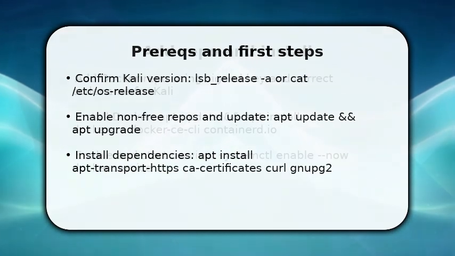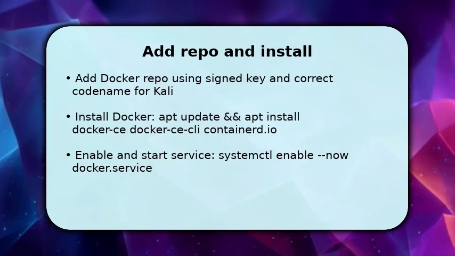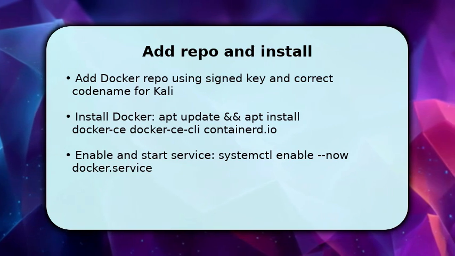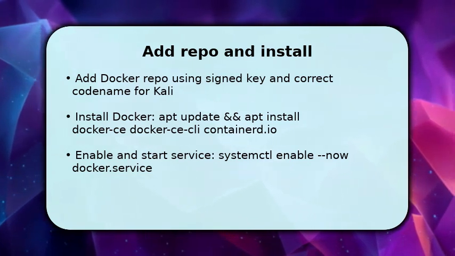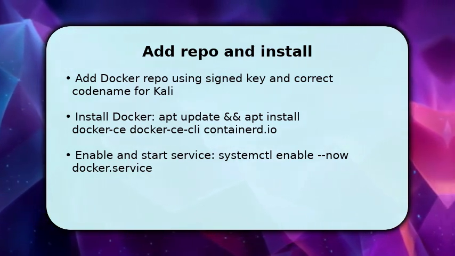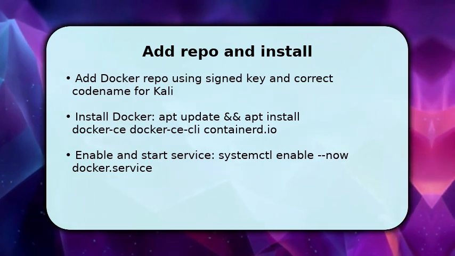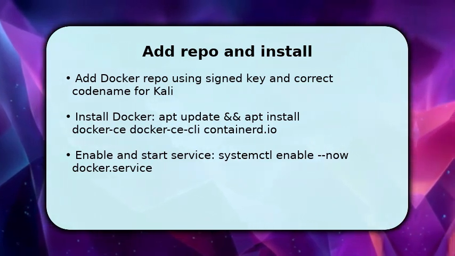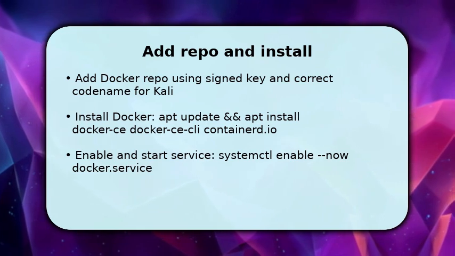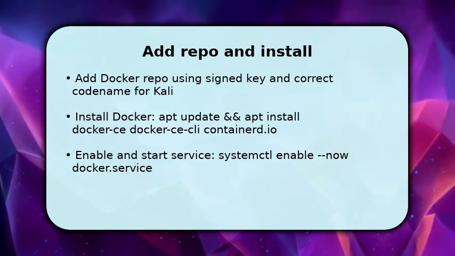You add Docker's repository to your sources list, signed with the key and Kali's codename so apt pulls compatible packages. After adding the repo, run apt update to refresh indexes and then apt install docker-ce containerd.io to get the engine, client, and runtime.